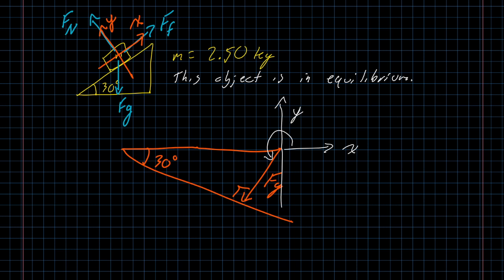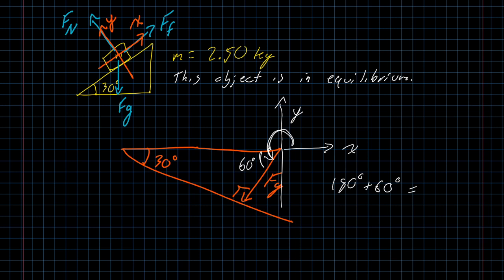What is that angle going to be? Well, properties of right triangles. I've got a 30-degree angle, I've got a 90-degree angle. The only angle that's left is 60 degrees. So 180 degrees gets me halfway around the circle, and then another 60 degrees gets me to the gravity.